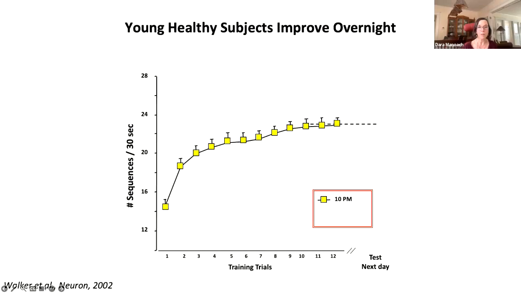So this is a study from Matt Walker. And what we're showing on the y-axis here is the number of correct sequences per each 30-second trial. Each trial is over here. And it doesn't matter if you train at 10 p.m. or at 10 a.m. You show a similar learning curve and you're sort of plateauing. So people are hitting a wall, they're plateauing, they can't get any better. But when they return to the lab the next day, they are significantly better.